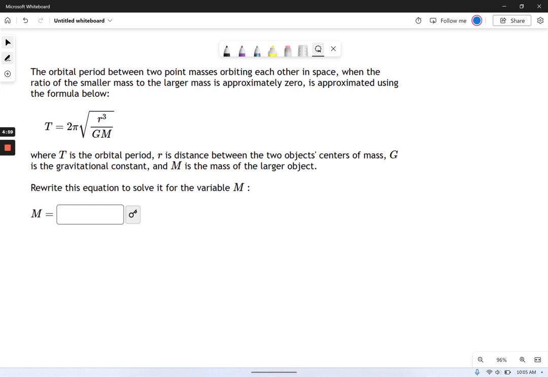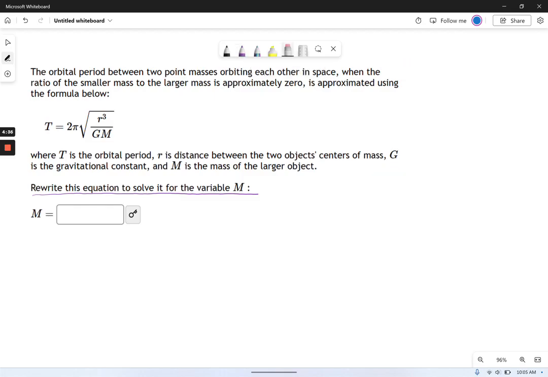If you're interested, you can read all this stuff right here. I think it's some pretty interesting stuff about orbital mechanics. I studied that quite a bit in school, but really what this question is just asking you to do is a little algebra. It wants you to rewrite the equation that's given to you and solve for the variable m. Now, there's all sorts of reasons you would want to do this.